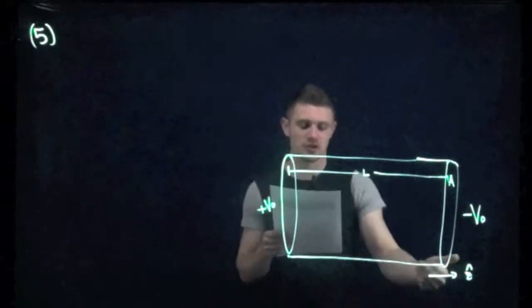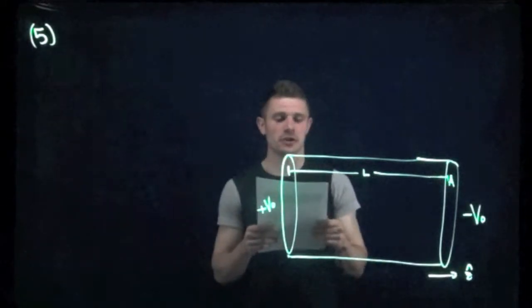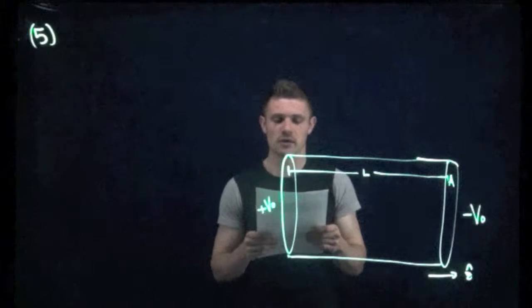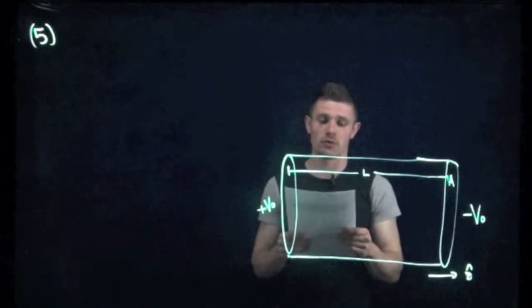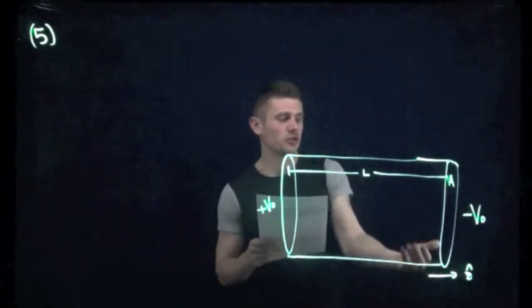We take the z hat direction to point to the right, the s hat direction points outward from the center of the wire, and phi hat is determined via the right hand rule, which will be curling around the wire.